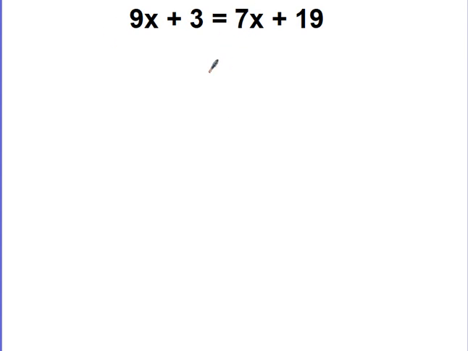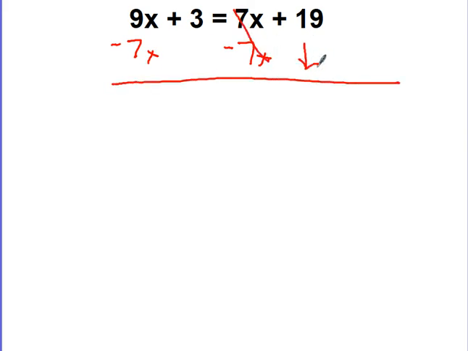What I'm looking at here is if I move this 7x over to the left-hand side, 9 minus 7 is going to be a positive number. So that's the one I want to do, because I like to have positive numbers. I like to keep things positive. So 7x minus 7x is 0, so I'm also going to do it on the left-hand side. That cancels. Bring down my 19 equals 3 plus 2x.